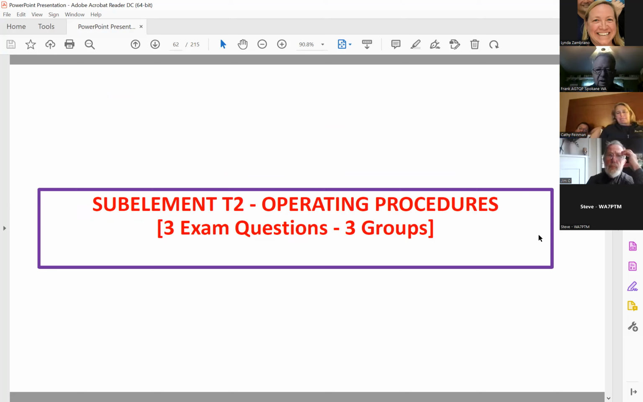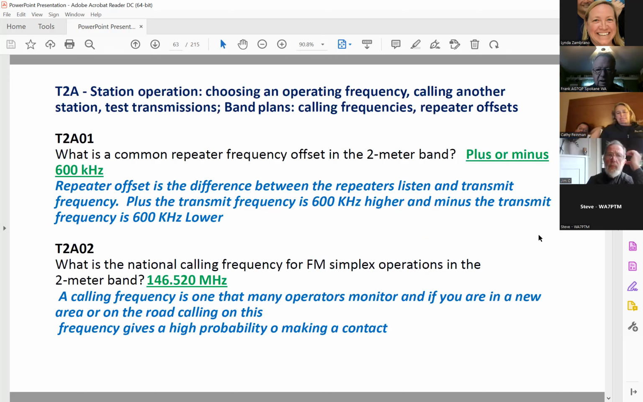Operating procedures. We're talking here about operating your station, deciding what frequencies you're going to use, what you do when you call another station, and what type of thing you have for repeaters, for offsets and whatnot. Any questions on the station or operating procedures?